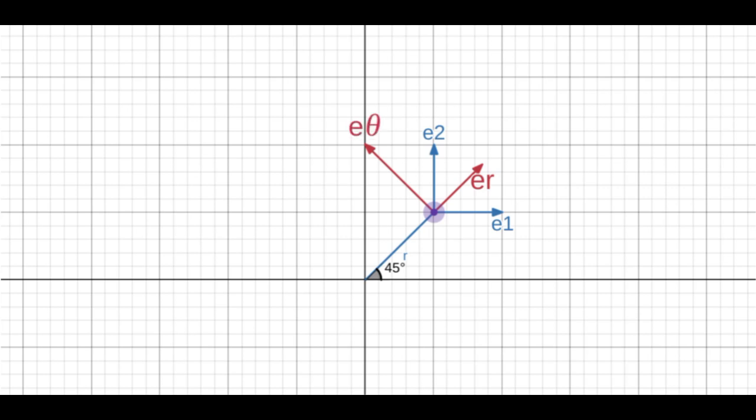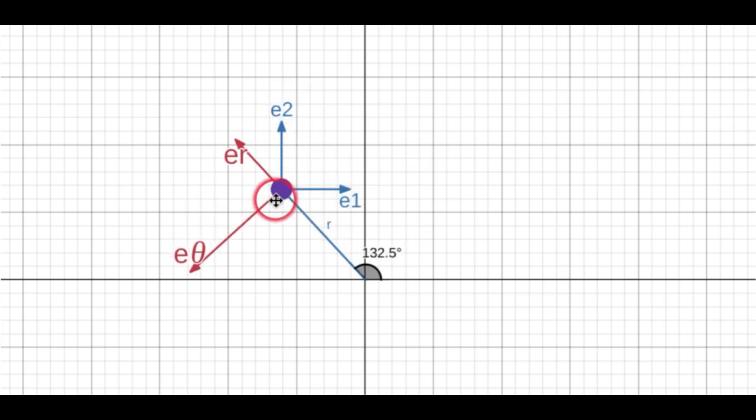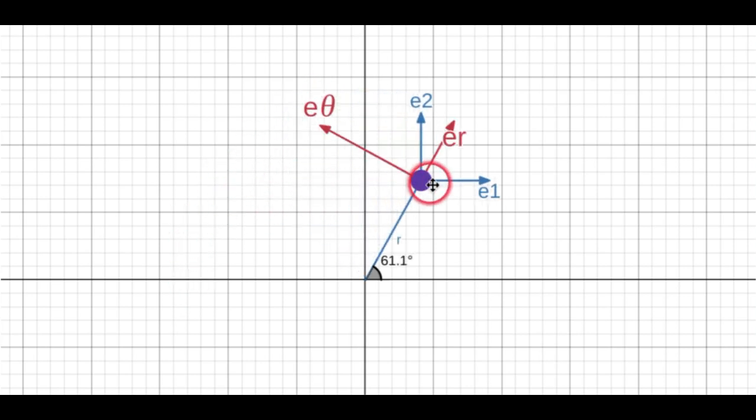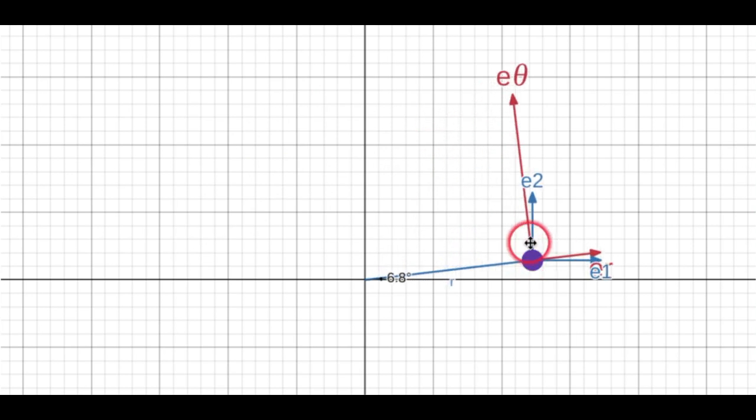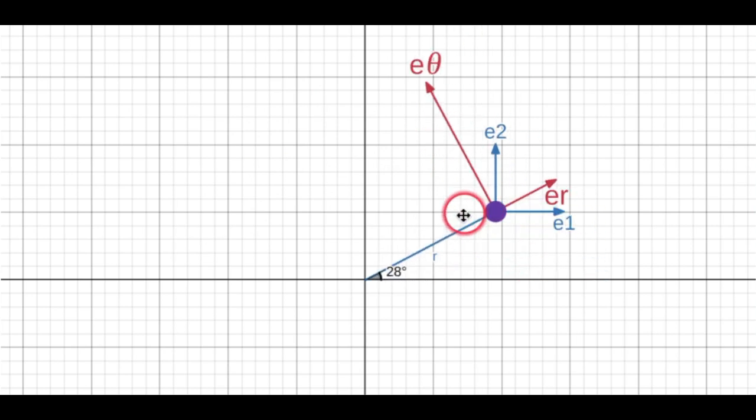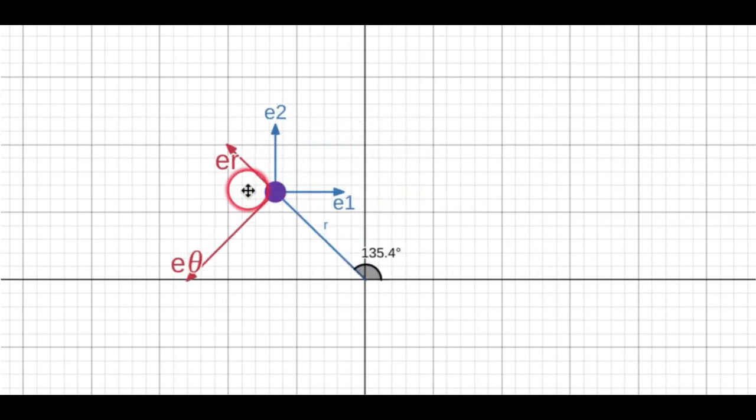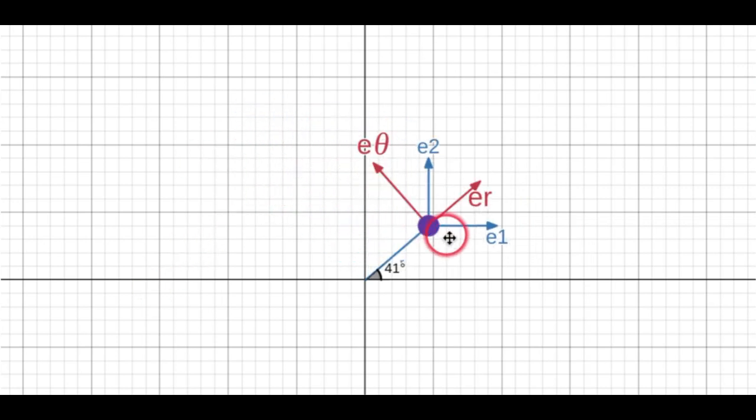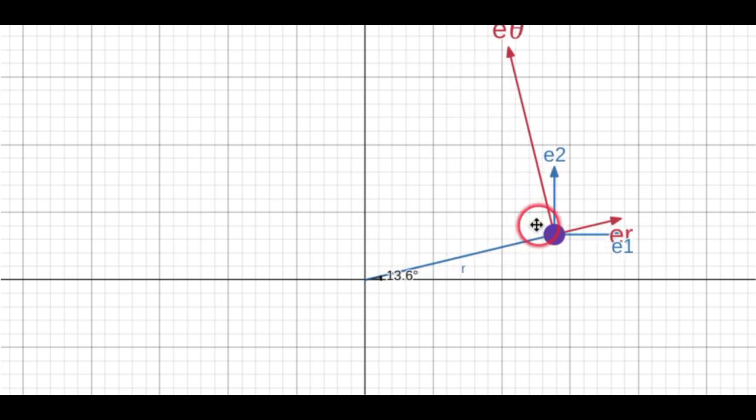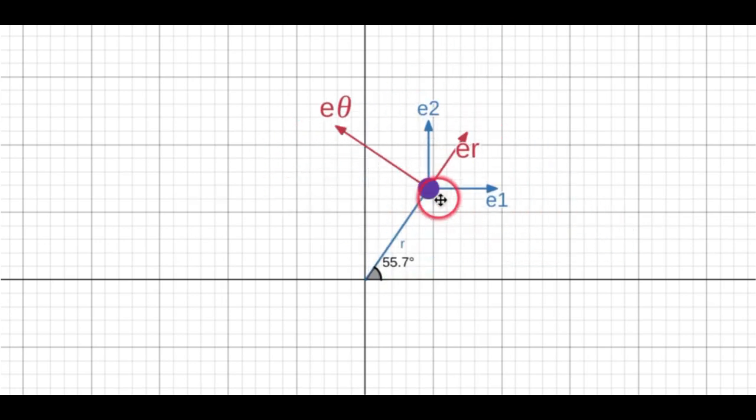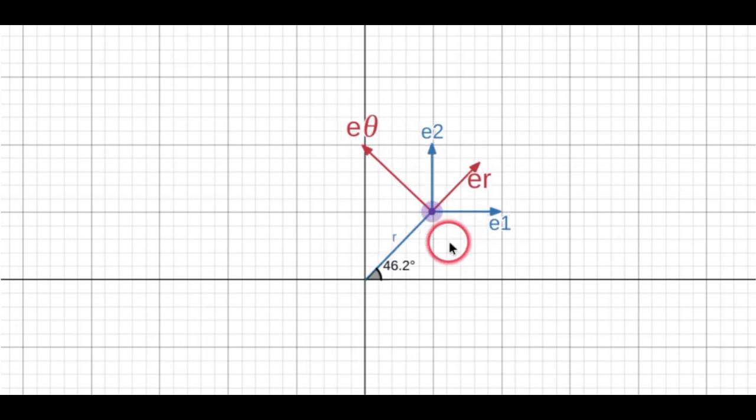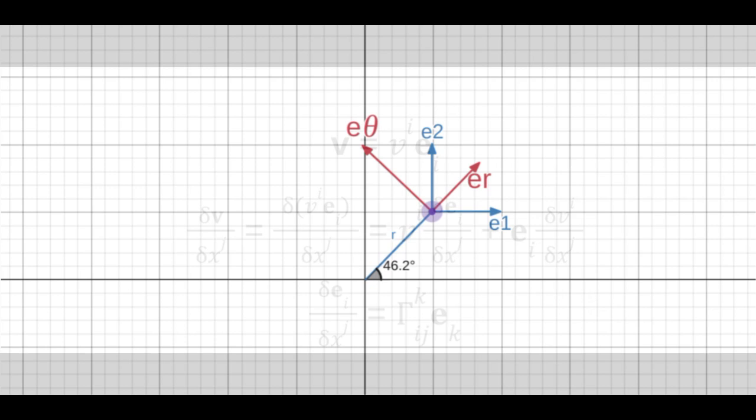Now, watch what happens to ER and E theta when I start moving this point around. Look, they both change direction and E theta changes magnitude. ER is of unit magnitude, so it doesn't change its length, but it changes direction. E theta changes both length and direction. So these are curvilinear coordinates, and this is the major difference behind what the question was based on. All right, so let's look at a little bit of math.